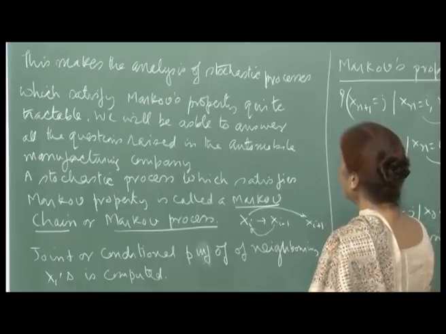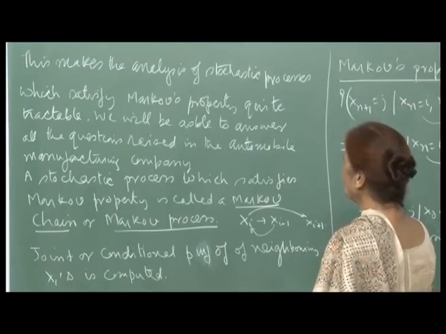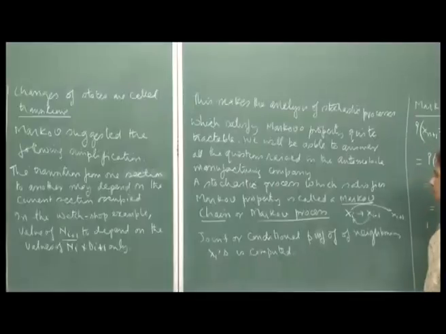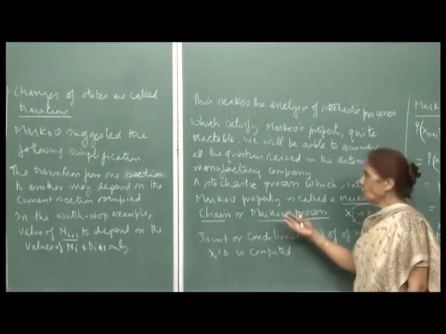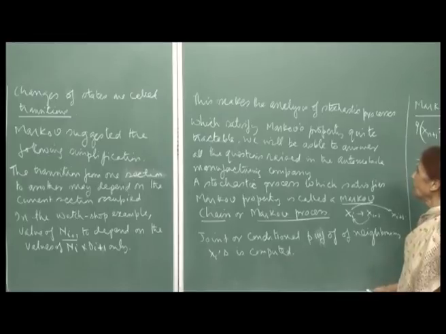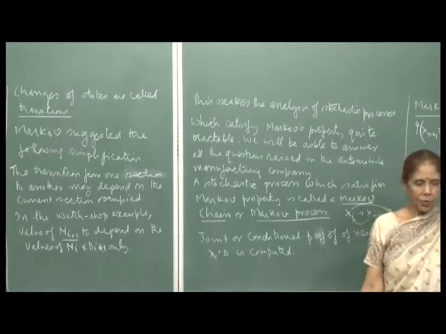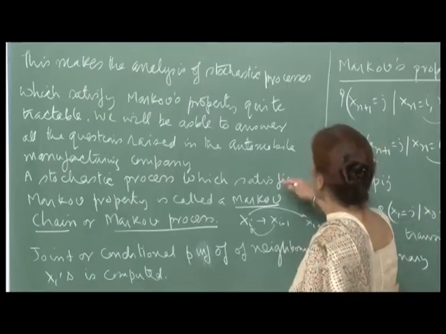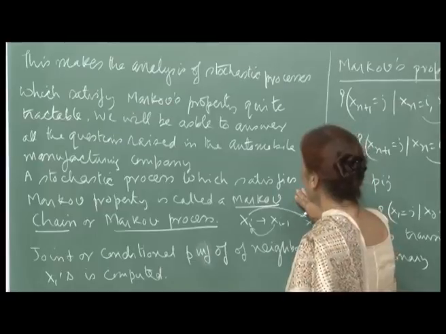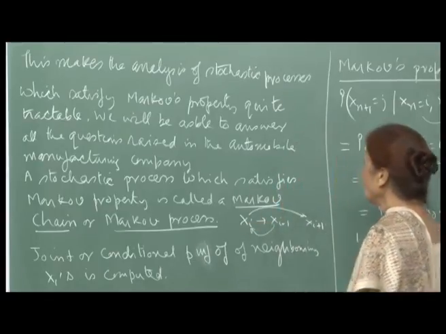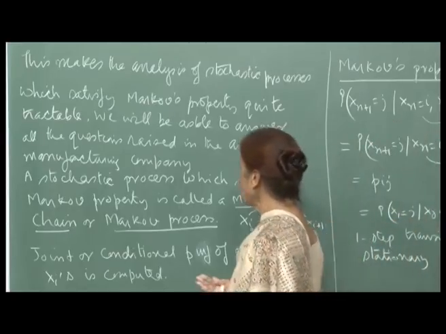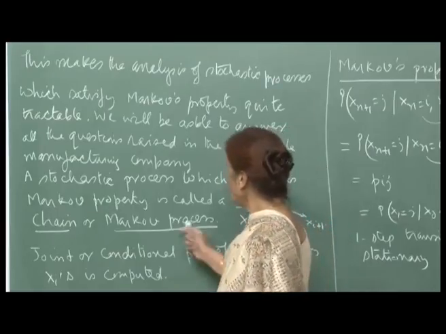This makes the analysis of stochastic processes which satisfy Markov's property quite tractable, and we will see this as we go on. We can probably answer almost all the questions that I wrote in the beginning about the automobile manufacturing company, and the kind of questions that an employee may be interested in knowing. We will be able to answer them if the section assignment process satisfies the Markov property. Any stochastic process which satisfies the Markov property is called a Markov chain or a Markov process.